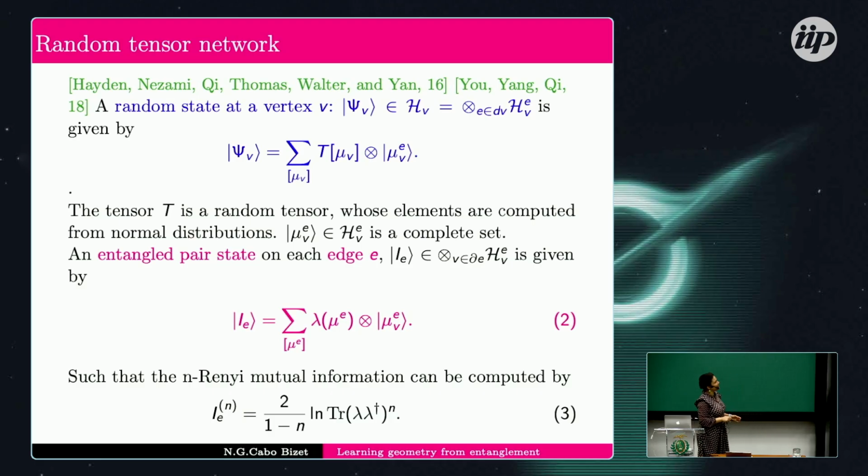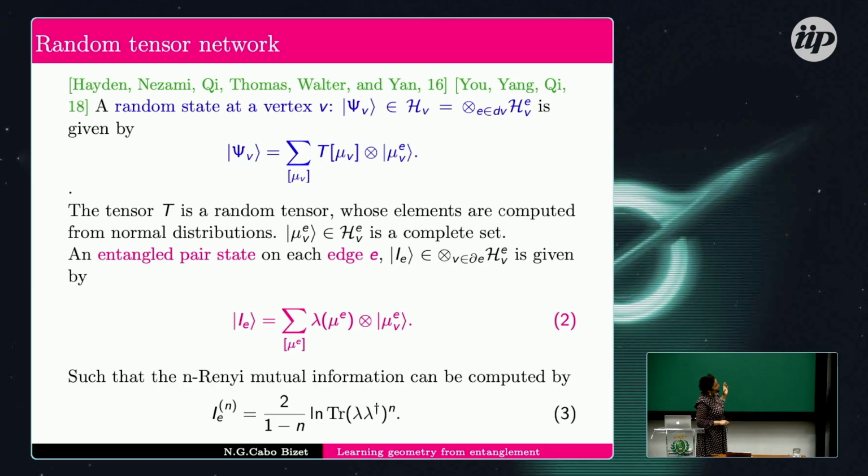Okay, so a random state that belongs to this Hilbert space at vertex V. This Hilbert space is divided among all the edges that go to that vertex. And so you define this random state by summing using random tensors that are usually taken from normal distributions. And so this mu VE, again, V is vertex and E is edge. So it's a complete set. And this information is what is encoded, I mean, drawn in the tensor network drawing.